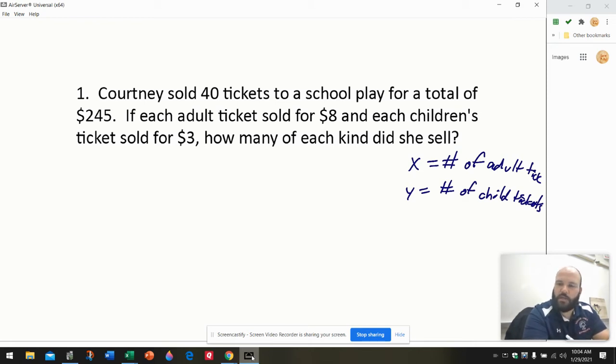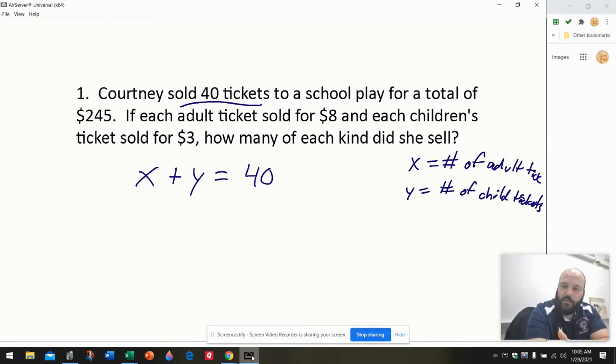Now, the next part is the trickier part. That's the part where we have to come up with information to be able to write two equations. So the first part is a little more straightforward. It says Courtney sold 40 tickets. So that right there is what our first equation is going to be. We know X is the number of adult tickets, and we know Y is the number of child tickets. And we also know that the total number of tickets that was sold was 40. So if I take X and add it to Y, that should equal 40. So there's our first equation: X plus Y equals 40.